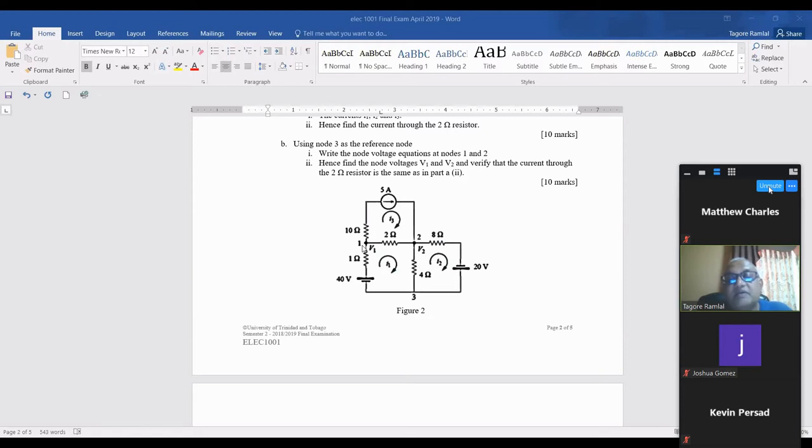So with respect to principal node one, this 5 amp source is leaving the node, right? So current entering is positive, current leaving will be negative. In this case, this 10 ohm resistor does not play any part in the circuit. Are we okay with that? So between node one and node two, I have a 5 amp source leaving node one, and entering node two. So if I have to write the equations for this, it'll be V1 minus 40 on 1.